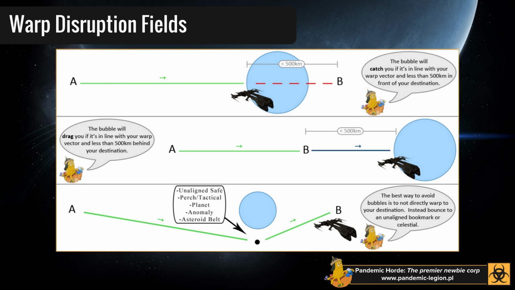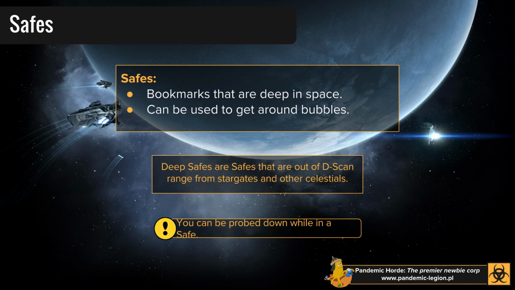So, any questions about that? All right. So, back to bookmarking then. Safe spots are bookmarks deep in space. They can be used to escape or hide if you get into trouble. Warping to a safe is better than warping to a celestial because your enemies can't immediately follow you to a safe.